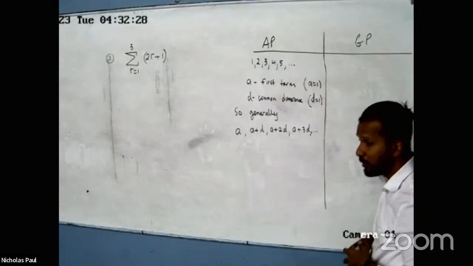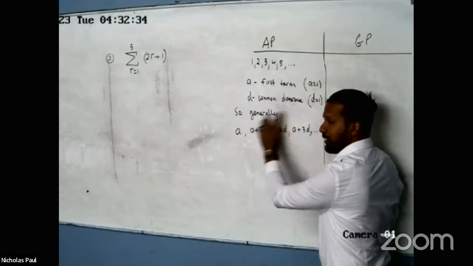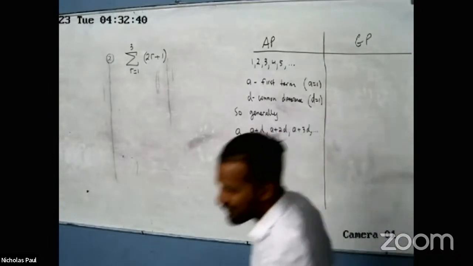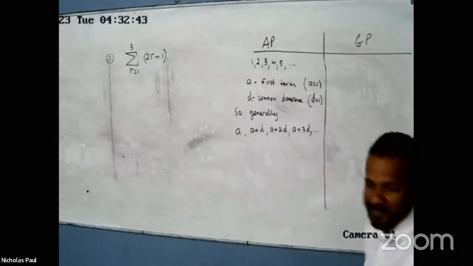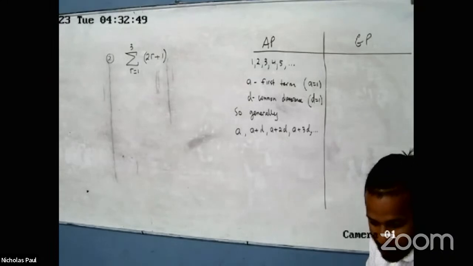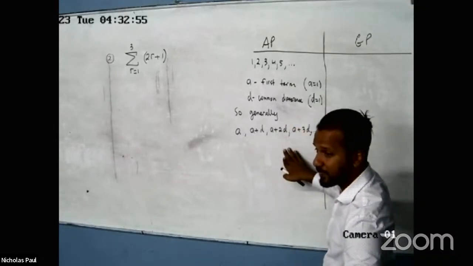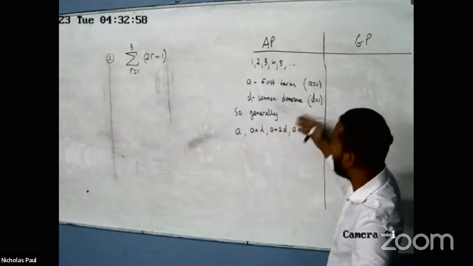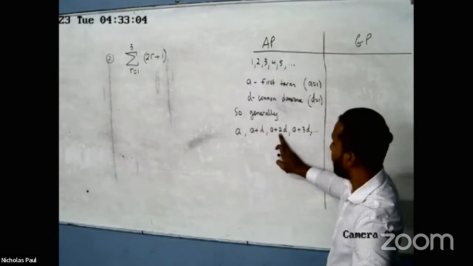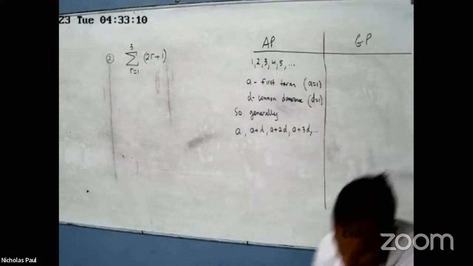Are you okay with that? So every AP looks like this. They all have a common difference. It can be positive, it can be negative, it can be a fraction, it doesn't matter. Each one of them varies or changes by that common difference.